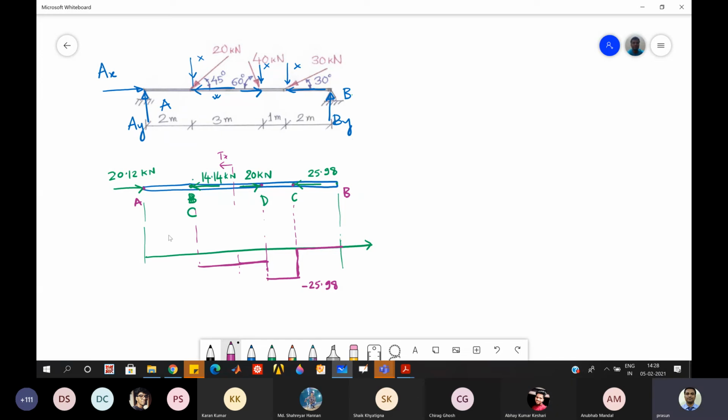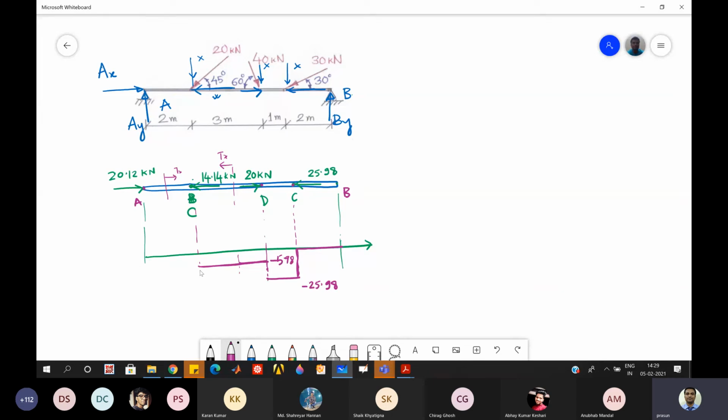And then I have this last portion AC. Can you tell me what it will be? Minus 20.12. Yes, minus 20.12. You can take this side, you can see that this is TX, so TX plus this thing will be 0, so TX will be minus 20.12. And you can see this is my 25 on the negative side, so the 20 will be in between this line. This is your 5, minus 5.98.